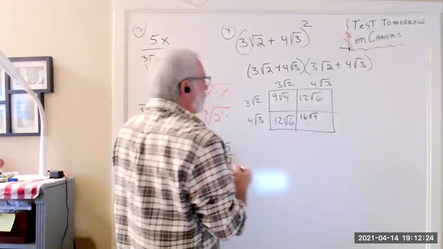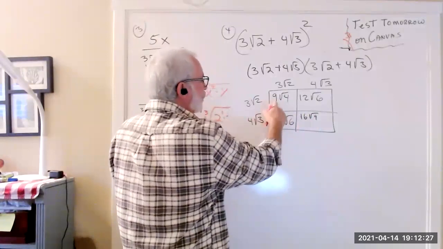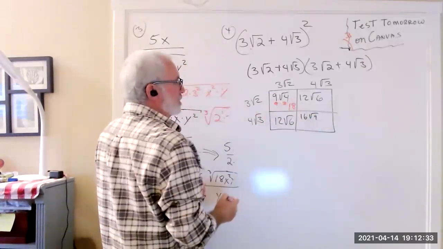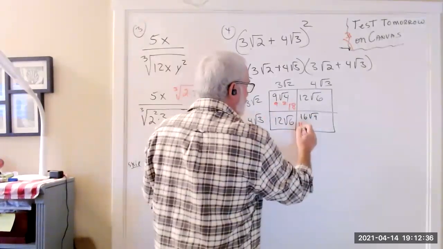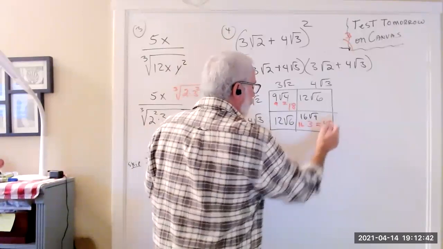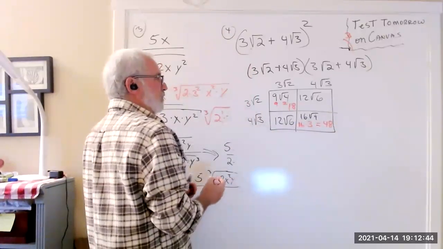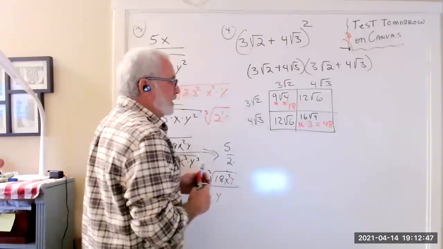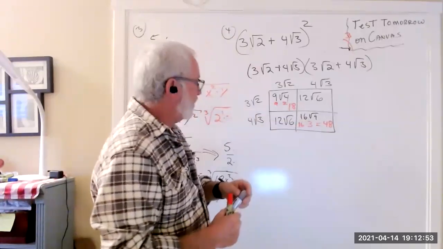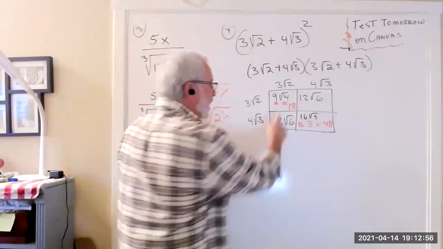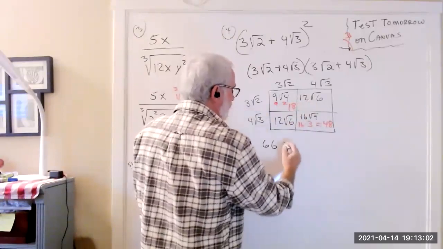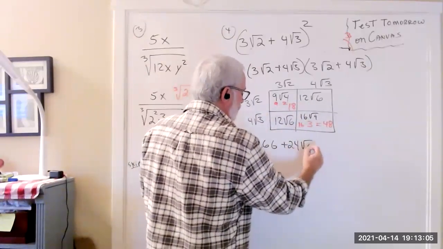So what happens here, back to here, this is 9 times 2, so this is worth 18. Okay. This is 16 times 3. The square root of 9 is 3. So this is worth 48. So when I try to add like terms, 18 and 48 make 66. And 12 radical 6 and 12 radical 6 make 24 radical 6.